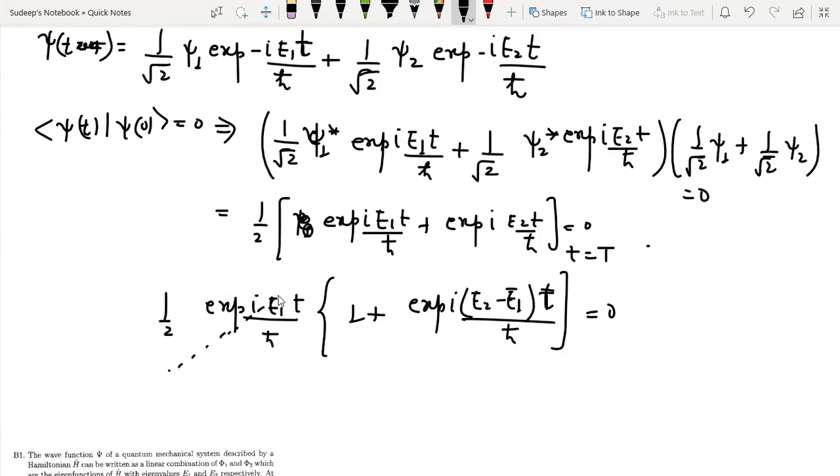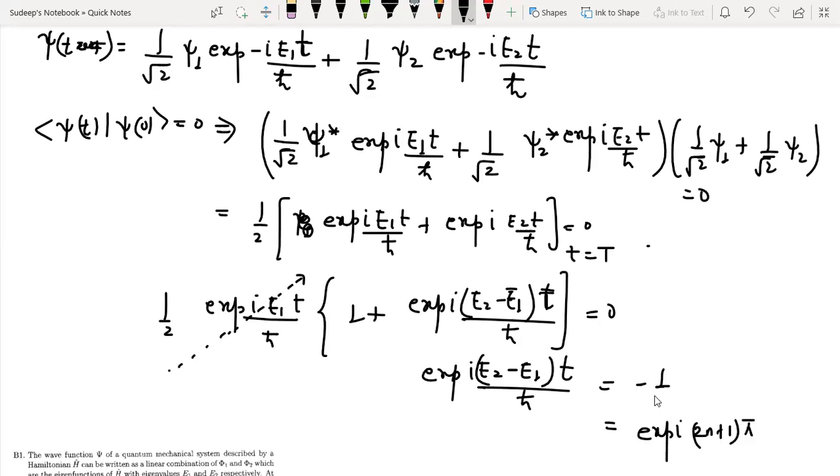This is an oscillating term, and so the solutions can be found from here. Exponential iota E2 minus E1 t upon h bar must be equal to minus 1. And I know from complex numbers that exponential iota theta is cos theta plus iota sine theta, and I want to have a real minus 1. So I will have to place odd multiples of pi.